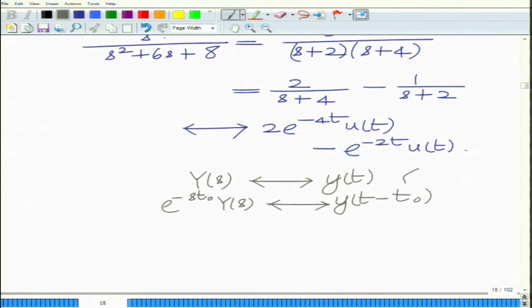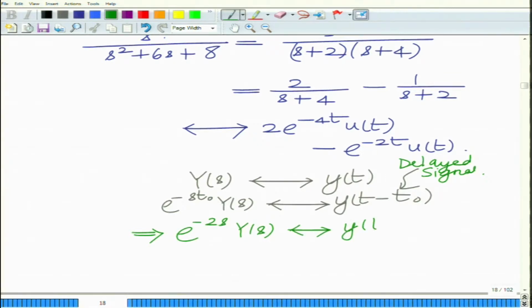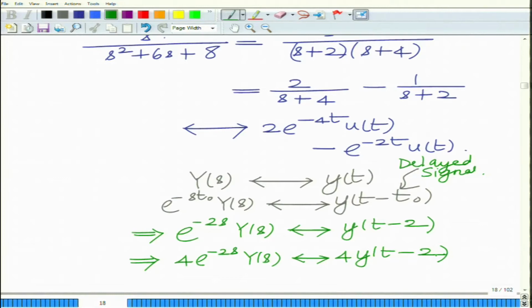Remember, we know this property, this is a delayed version of the signal. This is the delayed signal y(t minus t naught), which implies that e raised to minus 2s Y(s) has inverse Laplace transform y(t minus 2). This implies 4 e raised to minus 2s Y(s) has inverse Laplace transform 4 y(t minus 2).